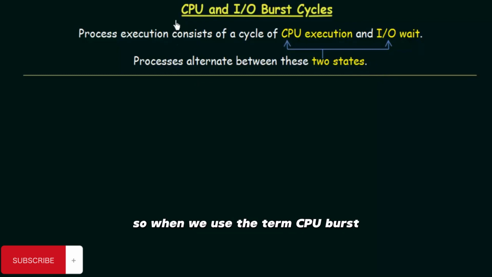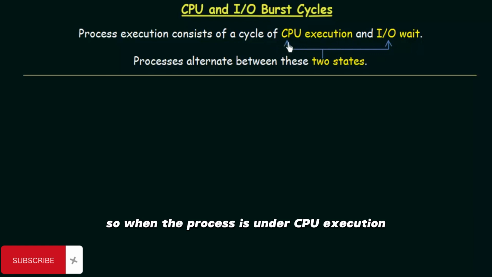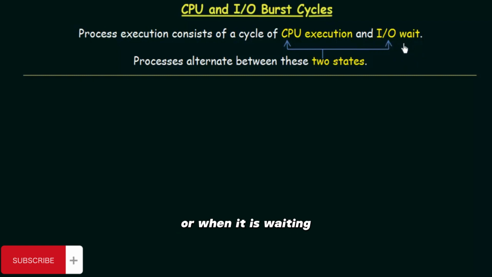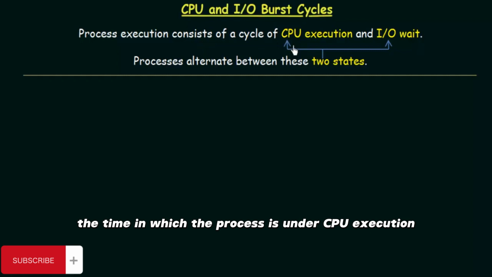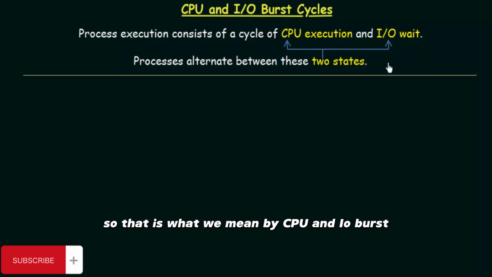When we use the term CPU burst, what we mean is the time when the process is under CPU execution. When the process is under CPU execution, we say that it is a CPU burst. And when the process is waiting for some I/O operation to complete, we call it an I/O burst. So in simple terms, CPU burst and I/O burst are nothing but the time in which the process is under CPU execution and I/O wait, respectively. That is what we mean by CPU and I/O burst.